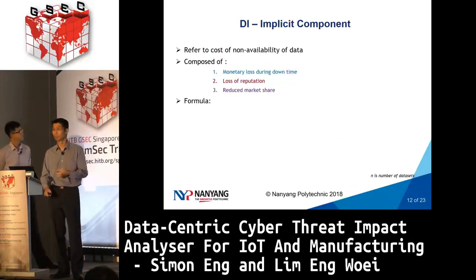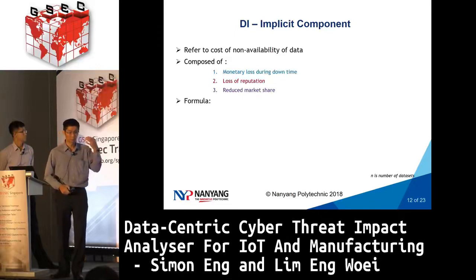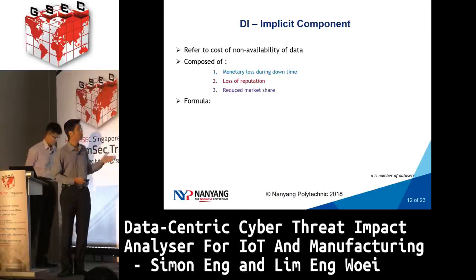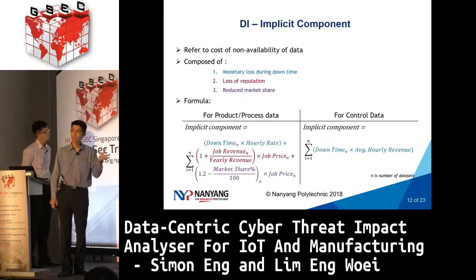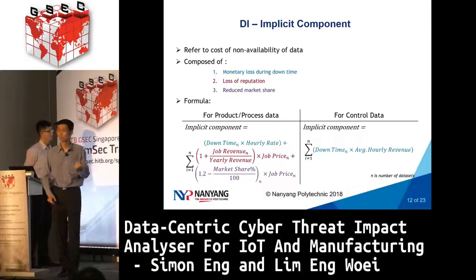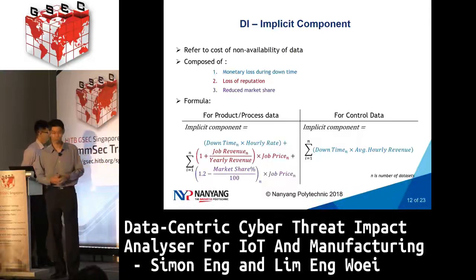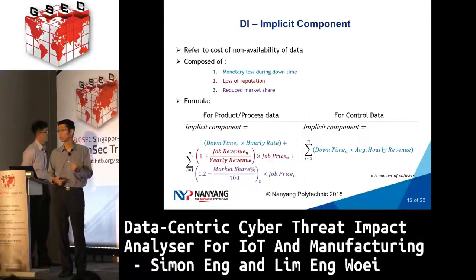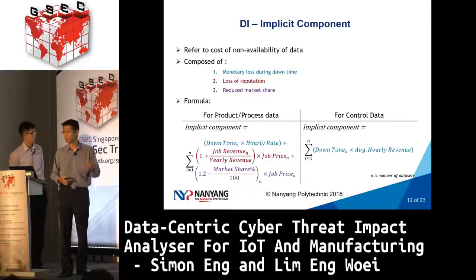The implicit component, right? So in a loose way, this is the amount that you will lose if your entity goes down, right? So it talks a bit more like availability, okay? So in this case, control data will not have any component based on revenue or market share. Right. So for this part, we have broken down three components again, and we're saying that only for product and process data, you may have losses in terms of market share, etc.